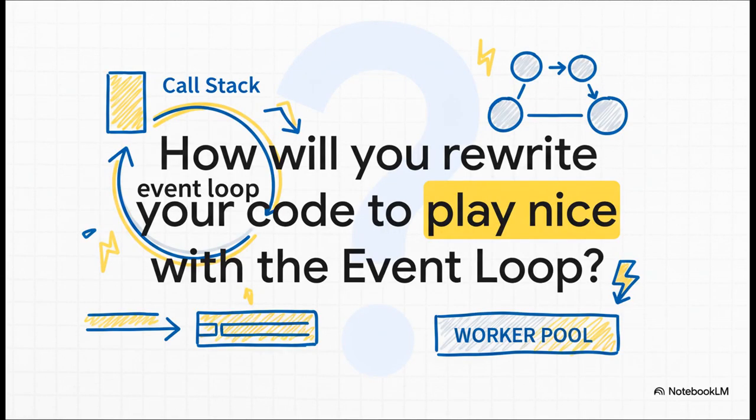So there you have it. You've seen the whole journey, from the call stack to the queues to the phases and even the VIP microtask line. The question now is, what are you going to do with this knowledge? How will you look at your own code and make it play nice with the event loop?